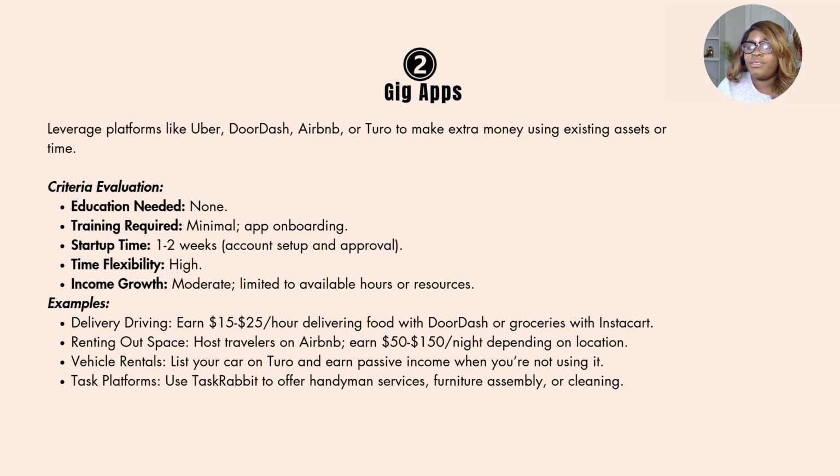And then you have task platforms. Now, task platforms, I've never done tasks before, but if you're one of those people who, let's say, you're a cleaner, you're good at organizing, you like doing handyman services or furniture assembly, this is for you. Get on TaskRabbit, sign up. You can also sign up for Rover, right? Rover is all about dog walking. So lots of opportunities with the gig app.